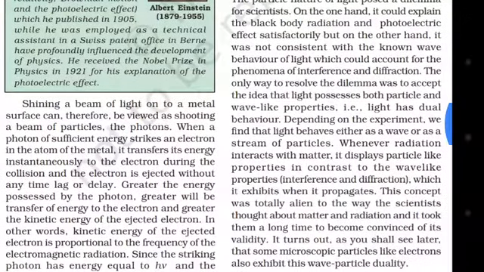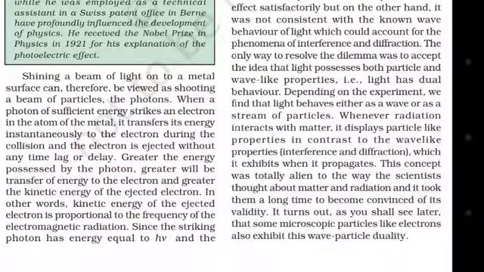Shining a beam of light on a metal surface can therefore be viewed as shooting a beam of particles, the photons. When a photon of sufficient energy strikes an electron in the atom of the metal, it transfers its energy instantaneously to the electron during the collision, and the electron is ejected without any time lag or delay. The greater the energy possessed by the photon, the greater the energy transferred to the electron, and the greater the kinetic energy of the ejected electron. In other words, the kinetic energy of the ejected electron is proportional to the frequency of the electromagnetic radiation.